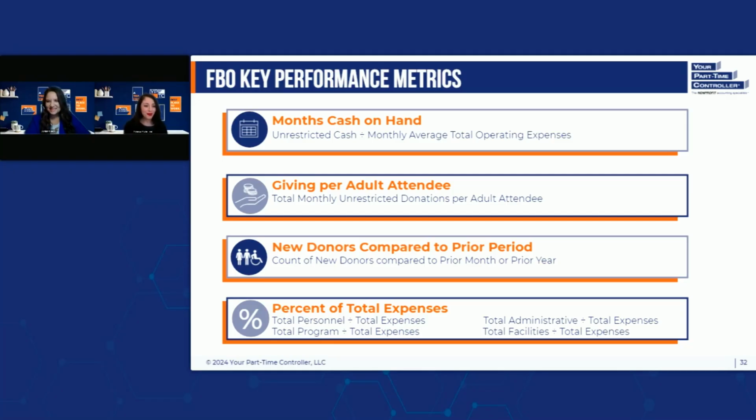So in terms of key performance metrics, we wanted to highlight here some that are common for faith-based organizations. So months cash on hand: what we are doing there is we're looking at unrestricted cash, like we talked about a little bit earlier, compared to your monthly average total operating expense. And of course, the minimum being 3 months cash on hand up to 6 months cash on hand.